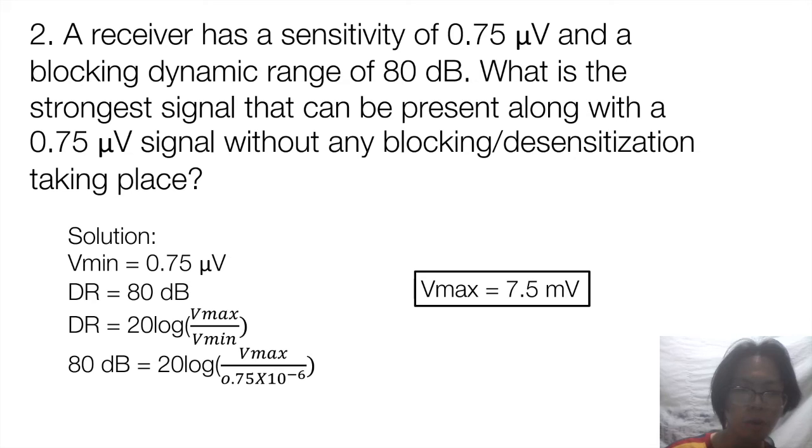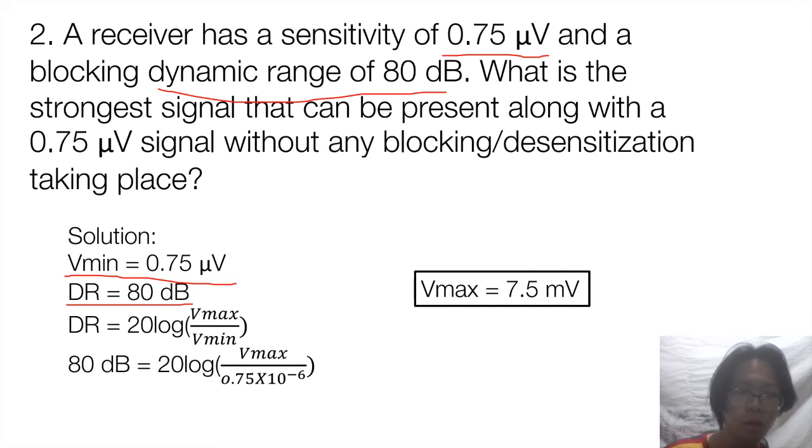We have our sensitivity of 0.75 microvolts, and if you recall, sensitivity is the minimum voltage. So, we write our Vmin as 0.75 microvolts, and the dynamic range is equal to 80 decibels. So, DR is equal to 80 dB.